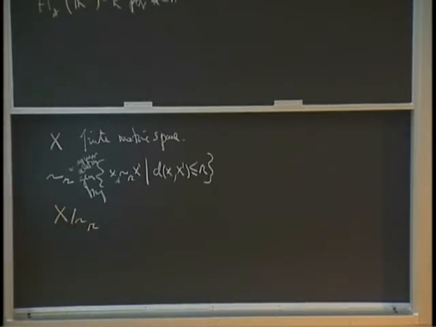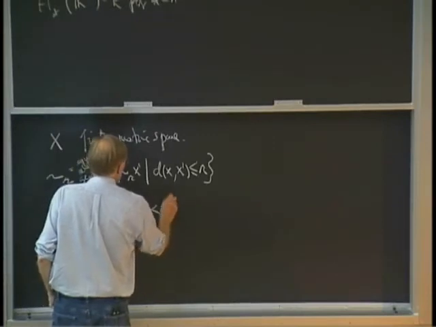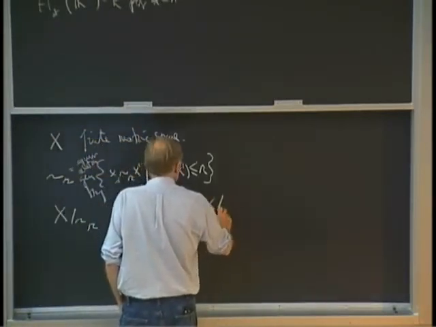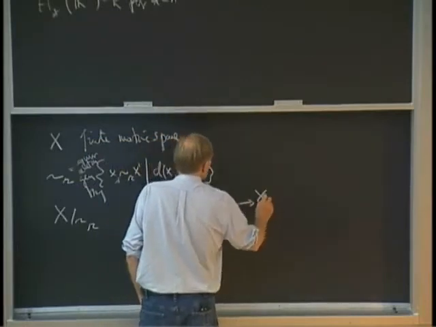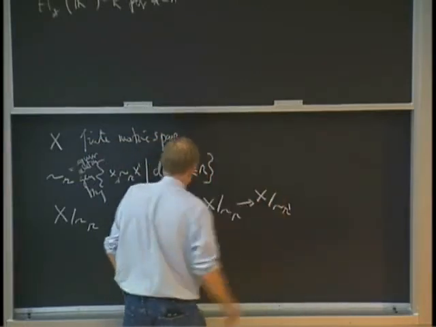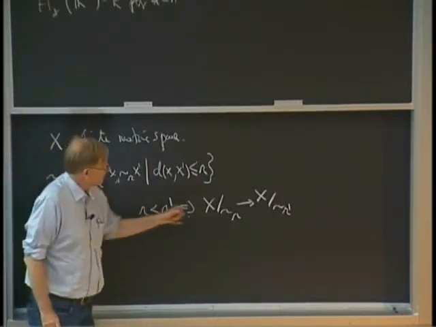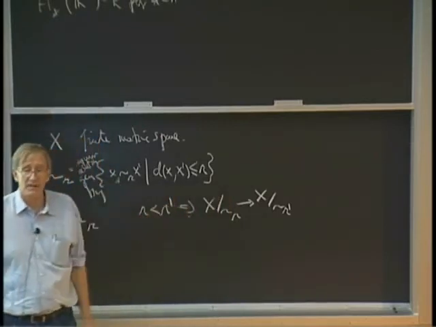But here's a key observation. Note that if R is less than R prime, then X mod twiddle R maps to X mod twiddle R prime, because twiddle R prime is a coarser equivalence relation than twiddle R. And so what you have is not only a bunch of sets, one for every value R, but you have maps between them, a diagram like this.